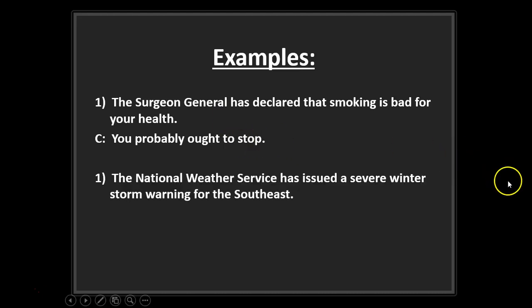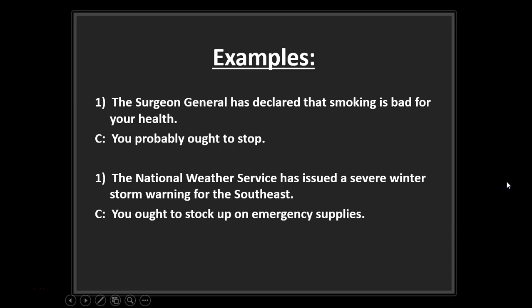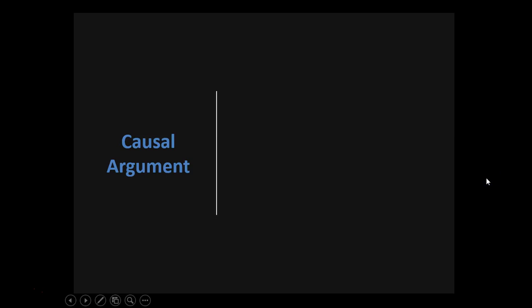Or the National Weather Service has issued a severe winter storm warning for the Southeast, so you ought to stock up on emergency supplies. Hey, have you gotten your emergency supplies for that storm yet? No, man, you really ought to. Well, how come? Because this authority has issued a severe winter storm warning. They know. They're the experts. So you ought to take their advice. Good? Okay. And then finally, causal arguments.